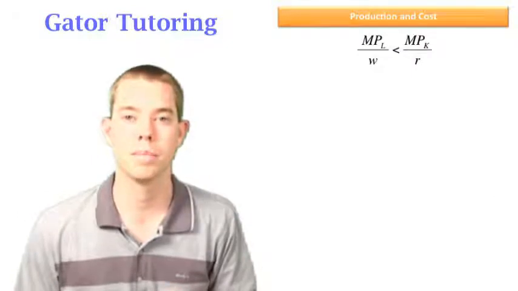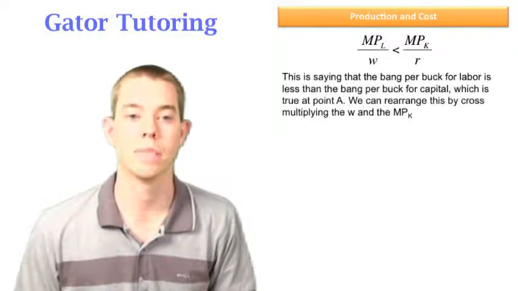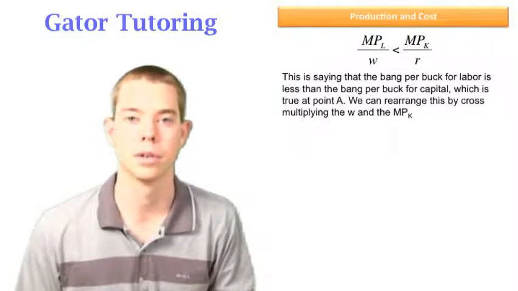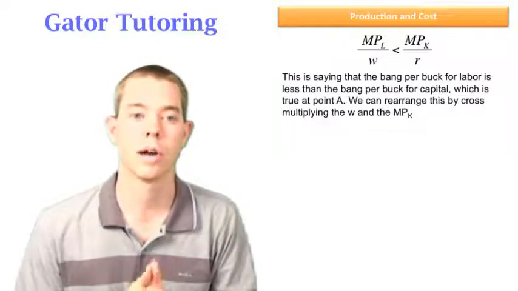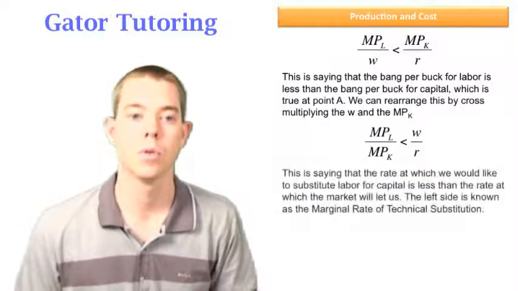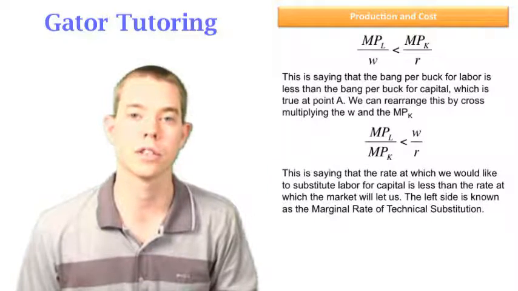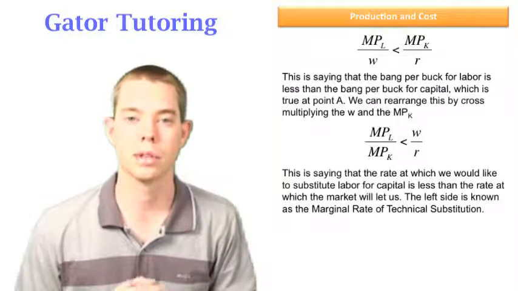This is saying that MPL over W is less than the MPK over R, which is saying that the bang per buck for labor is less than the bang per buck for capital, which is true at point A. So we can rearrange this by cross-multiplying the W and the MPK. So they're going to switch places, and we'll have this function. This is saying that the rate at which we would like to substitute labor for capital is less than the rate at which the market will let us.